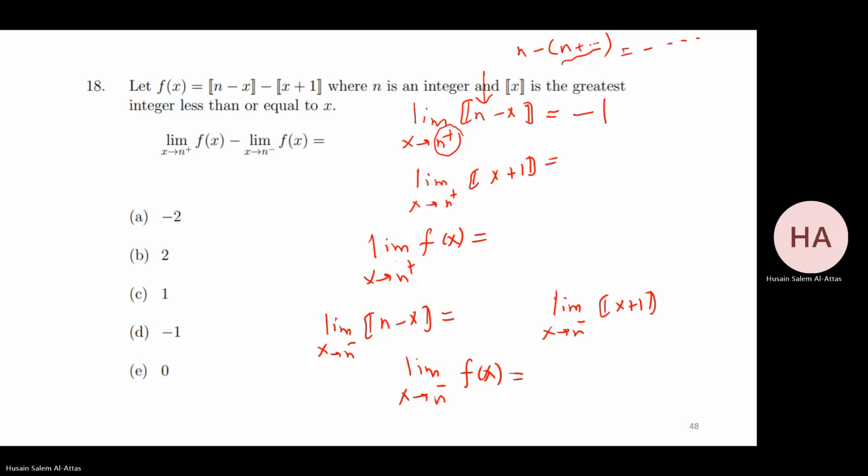In n plus, you add 1 to it. So it will be what? n plus means n plus a little, and we added 1, so it became n plus 1 plus a little. So its greatest integer is n plus 1. What is f of x? It is this limit minus this limit. So I have this limit is minus 1, minus this limit, minus n plus 1, that will be minus n minus 2.